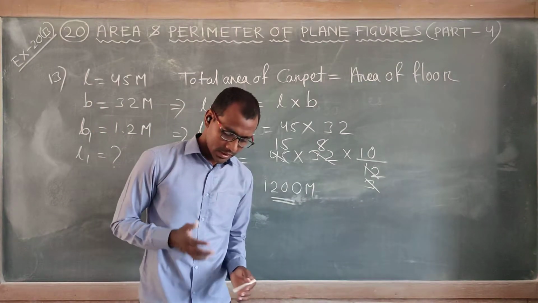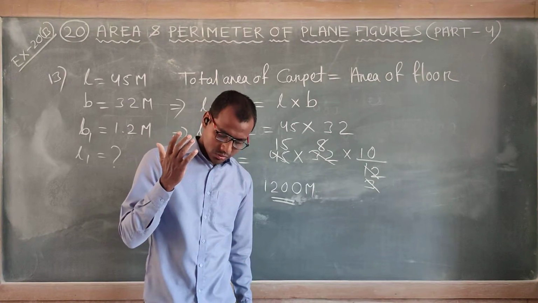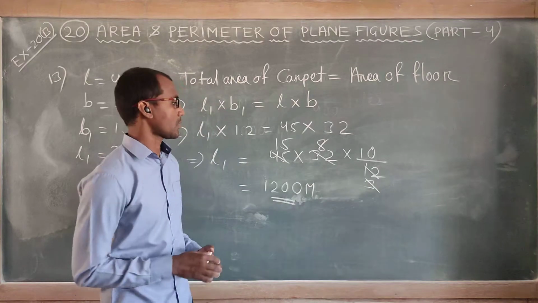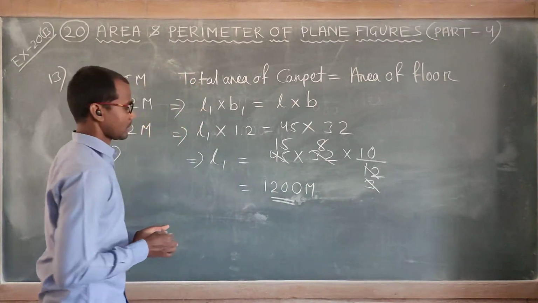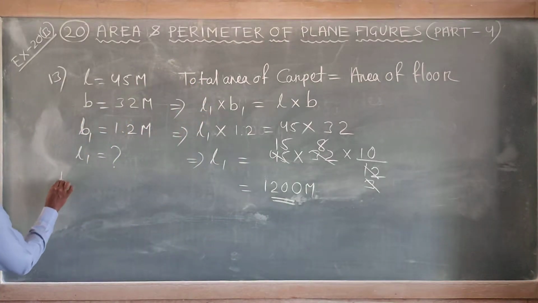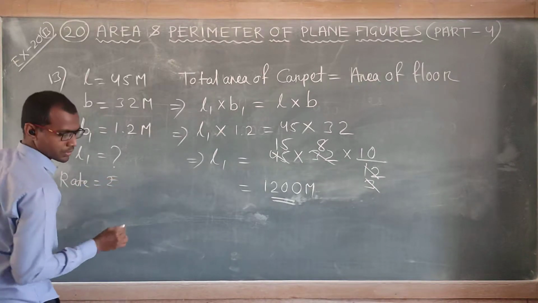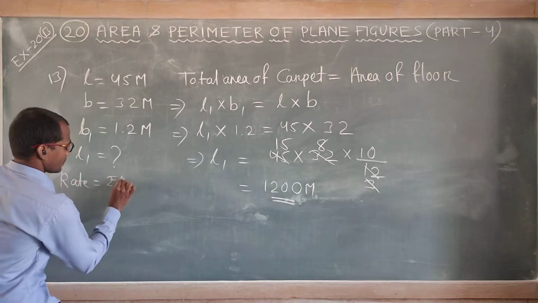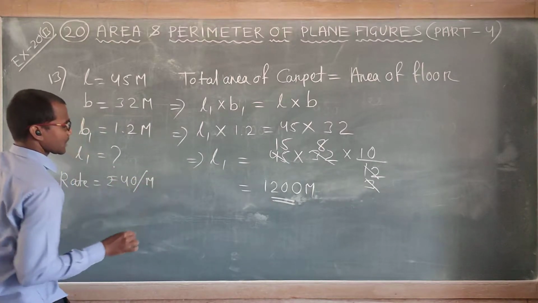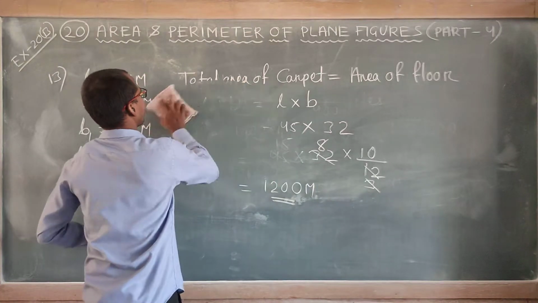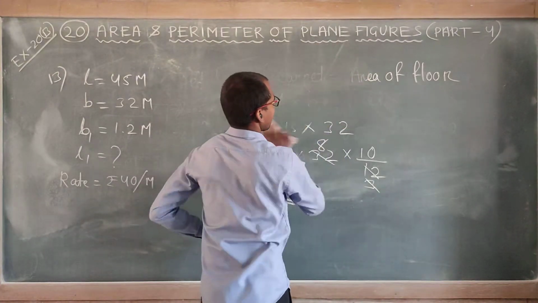But we have been asked to find the cost of the carpet. Okay. So cost, rate is also given. Rupees 40 per meter. Okay. Rupees 40 per meter. This is given. So we can easily find the total cost of the carpet.